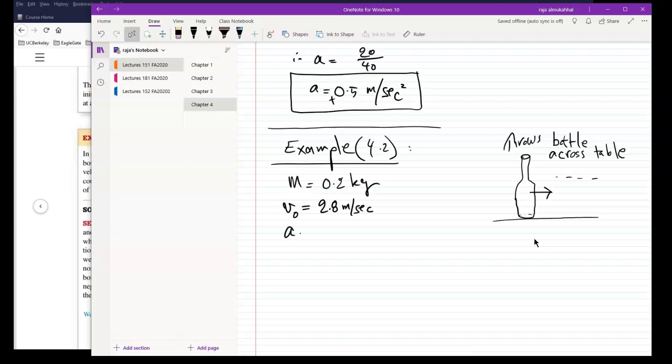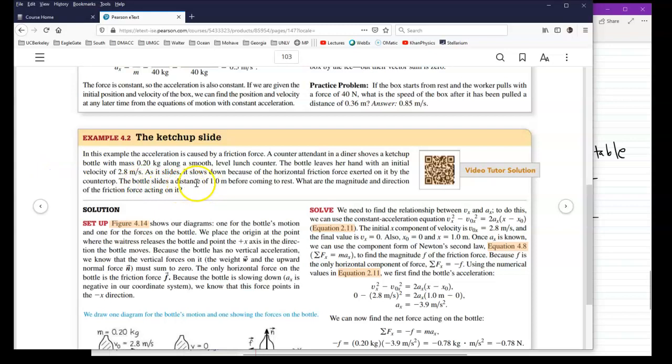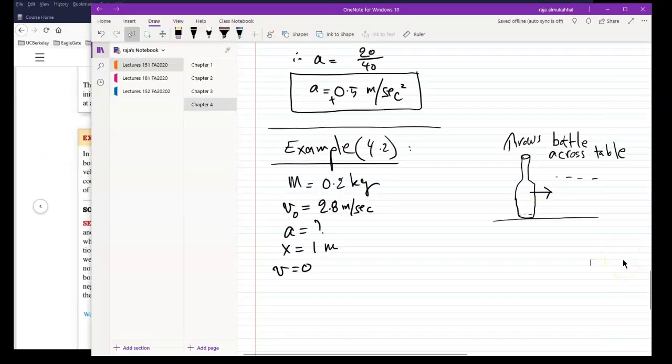And definitely there is acceleration there. We don't know what it is. The bottle travels a distance of 1 meter, and the final velocity is zero. Eventually it will stop, right? That's what it's saying, right? He says the bottle slides a distance of 1 meter before coming to rest, so eventually it will stop. And what causes it to stop? The friction force. Okay, there we go.